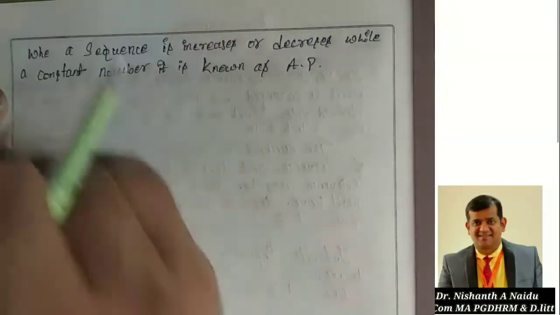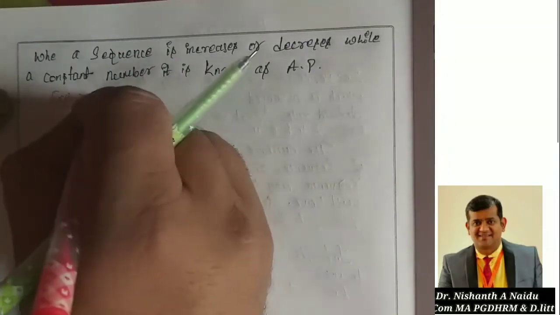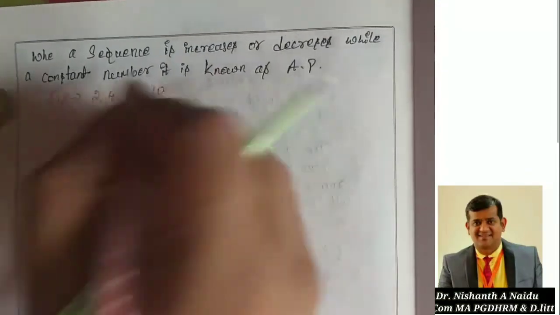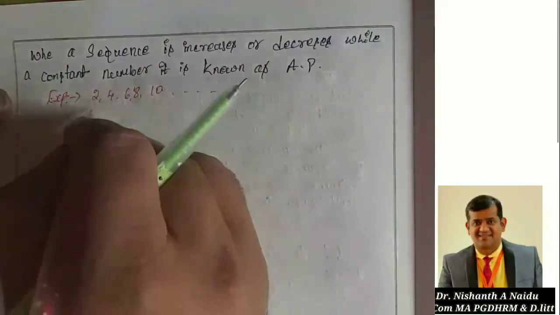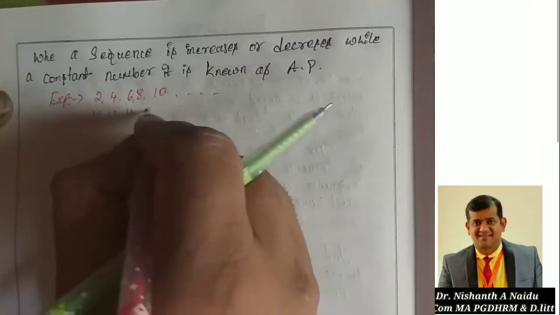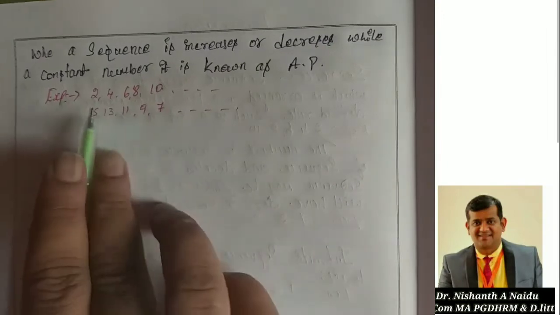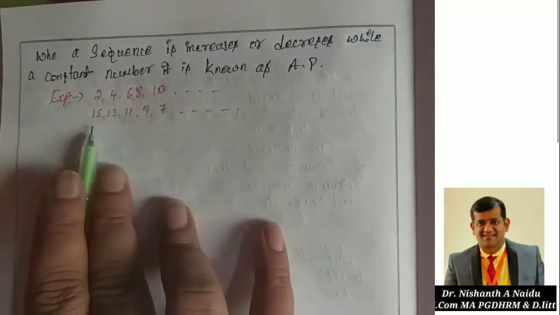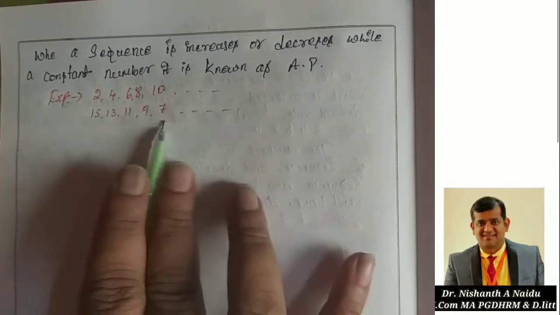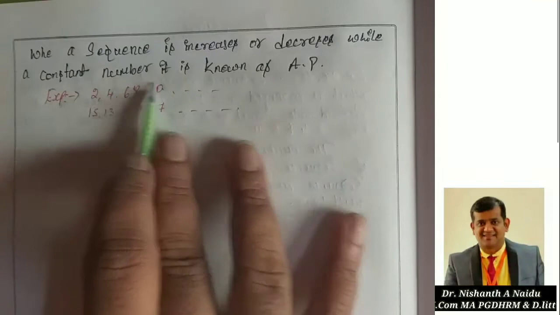So you can keep it as an example, a constant number. That is 2, 4, 6, 8 and 10, as I have given as an example, and so on. Or you can take the example 15, 13, 11, 9, 7, and so on. Here it is increasing: 2, 4, 6, 8, 10. Here it is decreasing: 15, 13, 11, 9, 7. The common difference is 2.